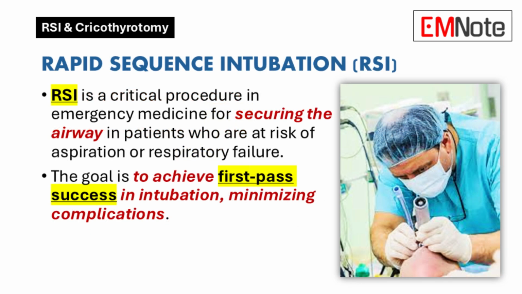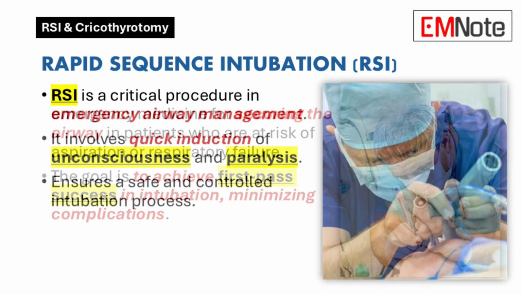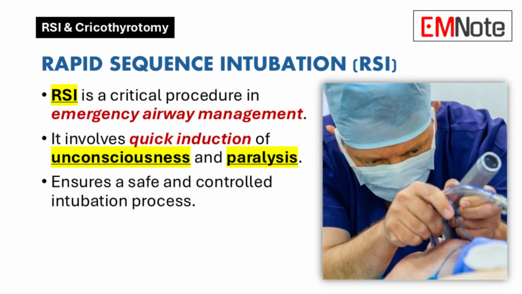Can you explain what that is? When is it used? Rapid sequence intubation, or RSI, is a technique used to quickly and safely secure a patient's airway, especially in situations where there's a high risk of aspiration. Like when would that be? For example, in cases of trauma, during surgery, or when someone is unconscious and unable to protect their own airway.